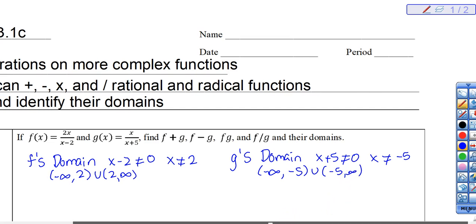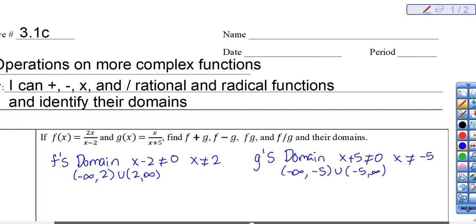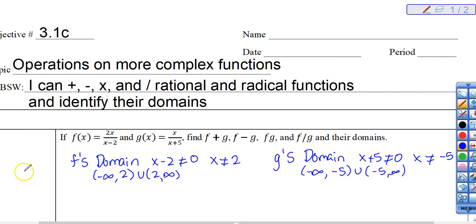So if I'm combining these two functions, I'm going to bring this over here just a little bit so I can draw the domain number line, so my x number line. Basically what I'm saying, if I'm doing f plus g or f minus g or f times g, I'm not going to talk about division right now, but if I'm going to add, subtract, or multiply these, they share lots of x's, but they don't share -5 or 2. So if I'm going to add, subtract, or multiply them, I have to omit both of those restrictions.